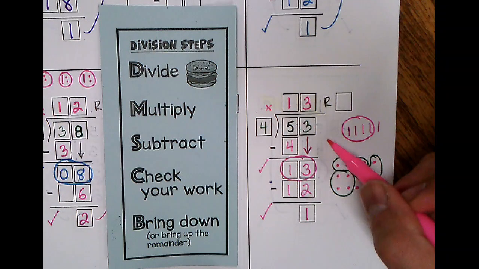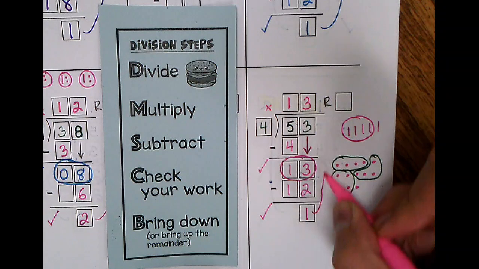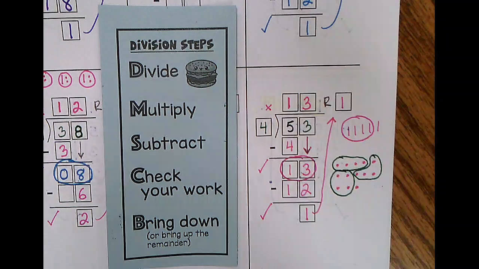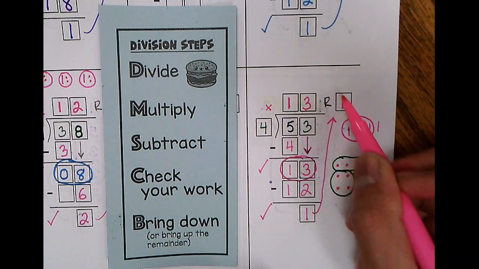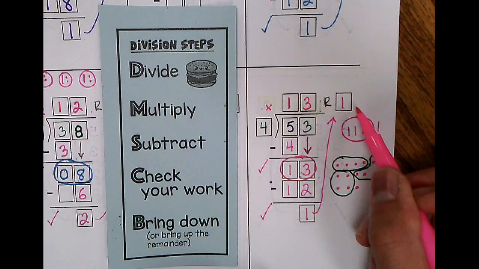There's no more digits to bring down, so I'm going to bring up. And so that is my remainder. So it looks like my answer is 13 remainder 1. So there's 13 and there's 1 left over.